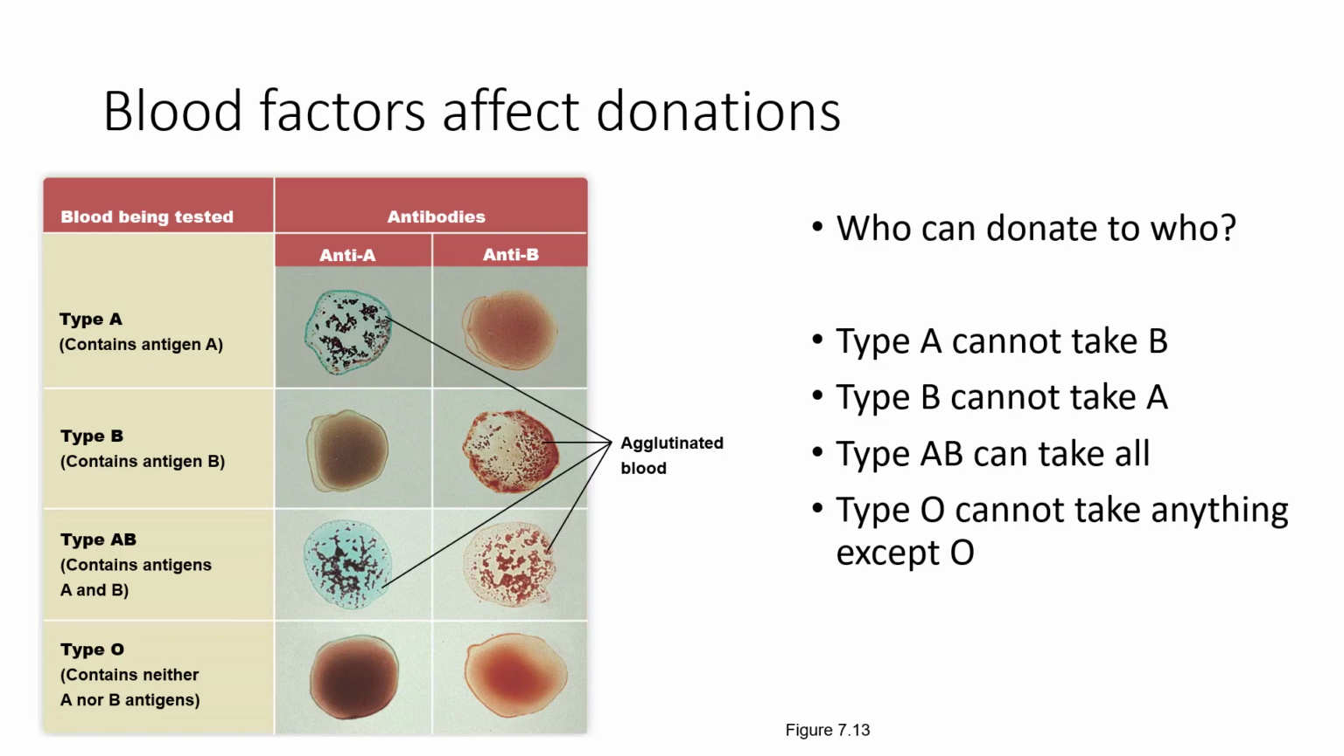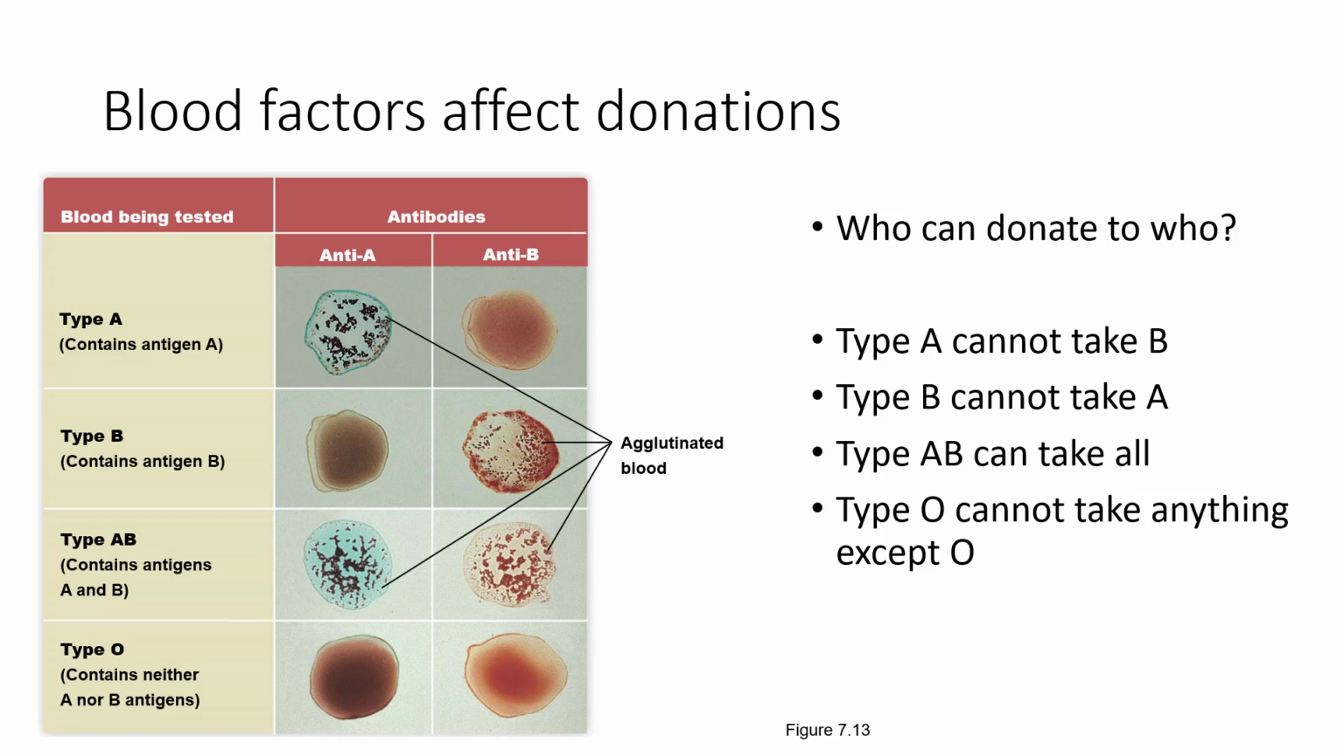So what does that mean? It means type A blood cannot take type B blood. Type B blood cannot take type A blood. Type AB can take all types of blood. Type O can take only O blood. And you add on to that the complexities of the Rh factor.